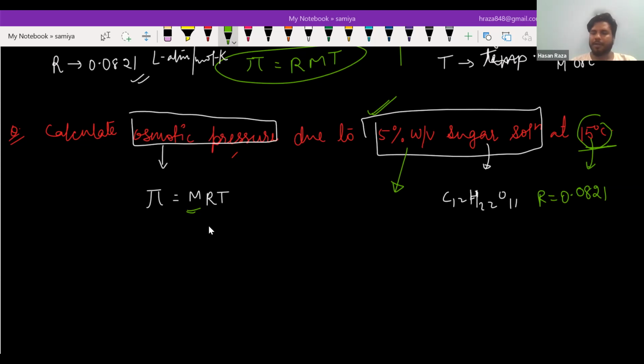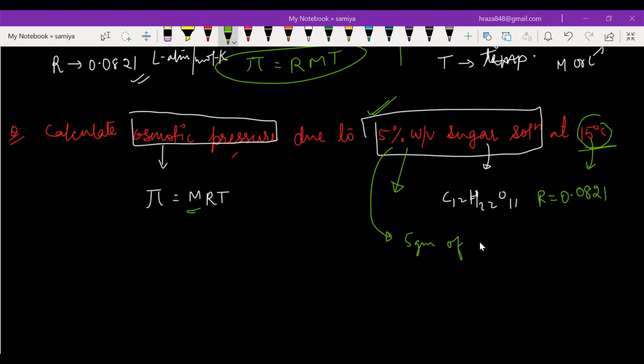So, Samia, I'm going to explain it for you. See, pi is equal to MRT. So, we need to calculate molarity first. From this, we can conclude 5% weight by volume means 5 gram of solute. Solute is basically sugar here. I'm going to turn off my video because it's lagging here. 5 gram of sugar in 100 ml of solution.